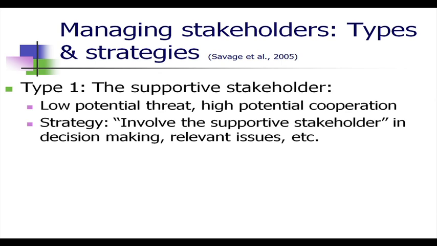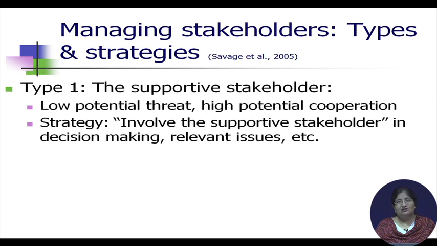Type 1, the supportive stakeholders have low potential threats and high potential cooperation. They are less likely to threaten the organization and very likely to cooperate with the organization. The strategy to deal with these stakeholders is you involve the supportive stakeholder in decision making, in relevant issues, in various aspects of the organization. Keep the stakeholder informed, take their inputs and incorporate as many inputs as possible. These are the stakeholders that are likely to support you. So they are not trying to threaten you, they are only trying to cooperate with you.